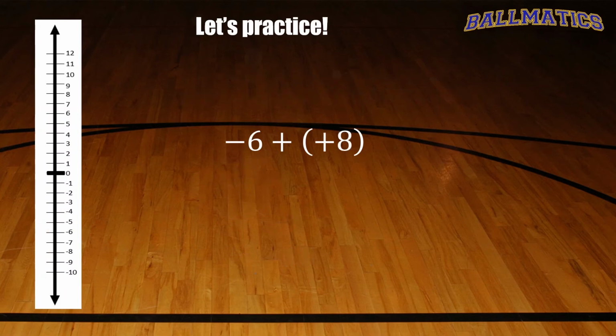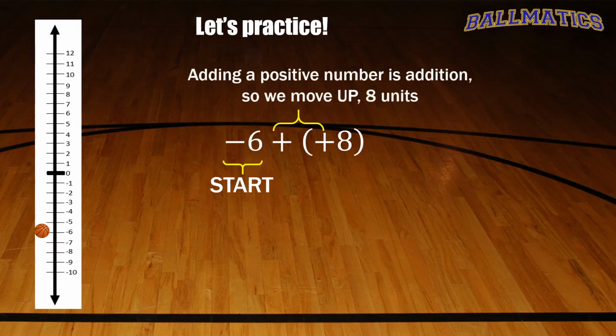I think we have one more example, negative 6 plus positive 8. The starting point here is negative 6. We start at negative 6, and then we add a positive number, which is really addition. So we're going to move up 8 units, and we can rewrite this as negative 6 plus 8. And then if you go ahead and look on the number line, you should end up at positive 2.